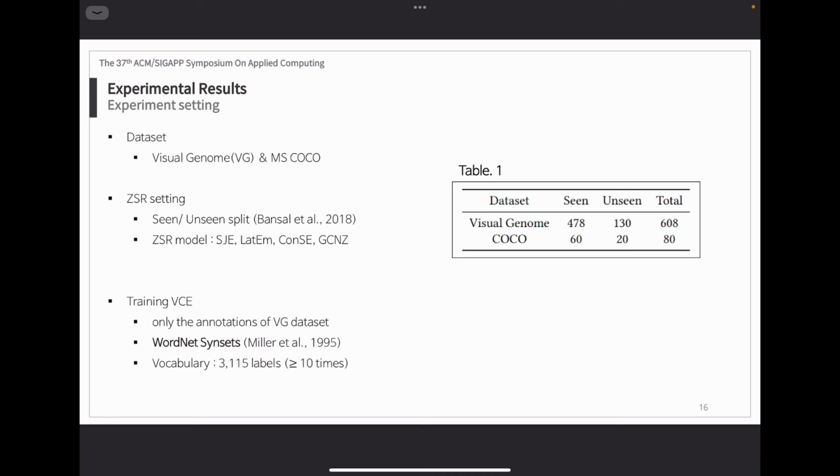On the other hand, in case of the COCO dataset, we could not find any class split that we could refer to. So we randomly selected 20 classes out of 80 classes and set them as unseen classes, and the remaining 60 classes were set as seen classes. For training VCE, only the annotations of VG dataset are used. These labels were mapped to the WordNet synsets. We scanned all annotations in the VG dataset and included only about 3,000 labels in our vocabulary. We followed the learning process of GloVe to learn the visual context embeddings.